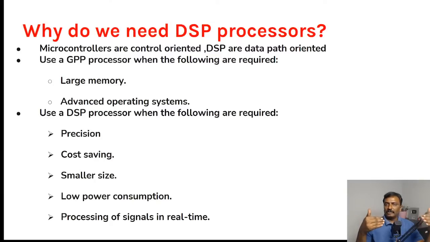Whenever you need precision, low cost, smaller size and low power consumption, you could choose a DSP processor. Whenever you need large memory, where power is not a constraint, then you could go for a general purpose processor like Intel or the like.